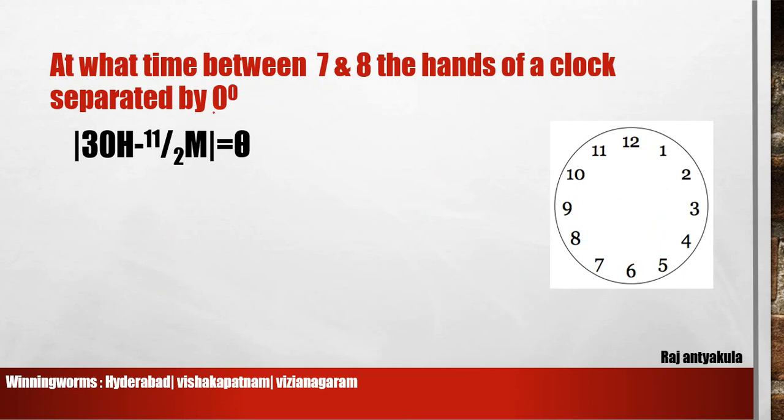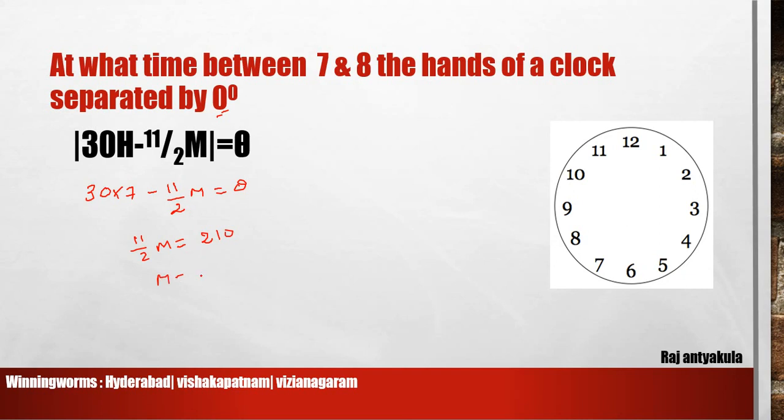Next, at what time between 7 and 8 are the hands of a clock separated by 0? 0 means both the hands should coincide. So 30 into 7 minus 11 by 2 into m equals 0, which implies 11 by 2 into m equals 210.